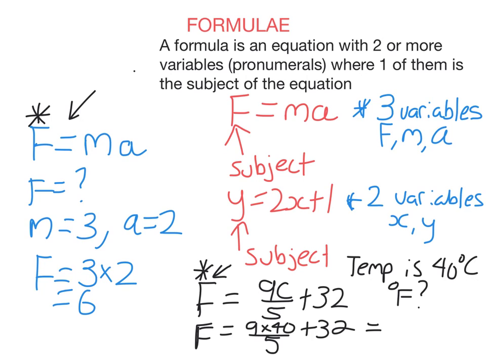9 times 40 is 360, divide 5 is 72. And then I add 32, I get 104. So 40 degrees Celsius is the same as 104 degrees Fahrenheit.